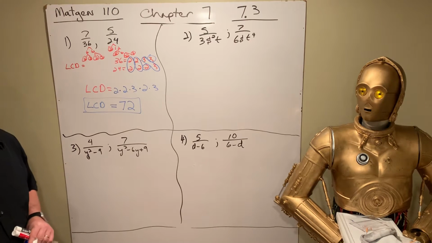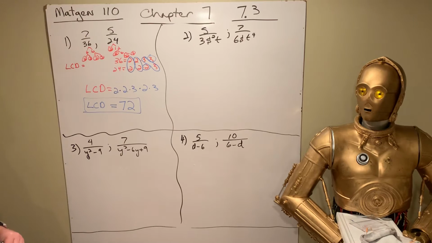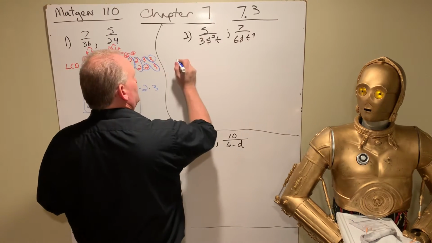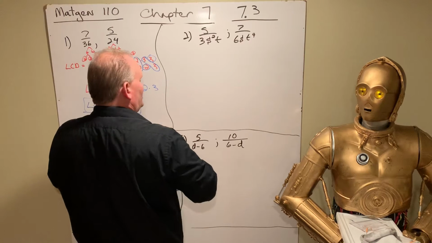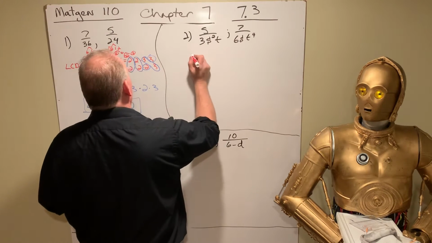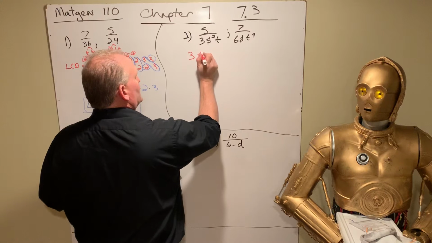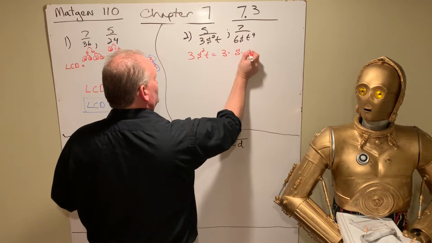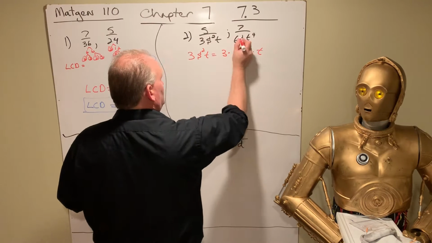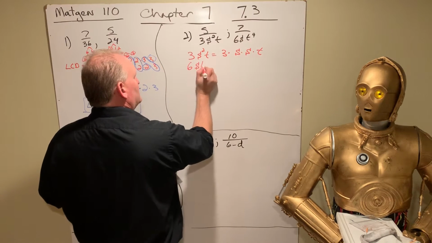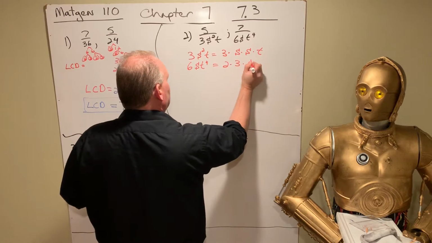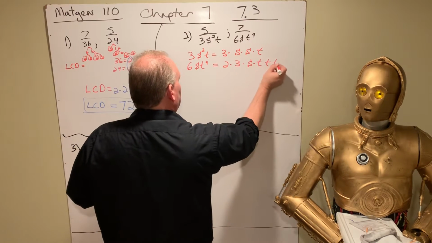So you've been doing this when you've been adding fractions in the past, common denominators. So what if they throw some variables into the mix? Well, it doesn't change that drastically here. We do the same process. So 3s squared t would break down into 3 times s times s times t. 6s t to the 4th would break down into 2 times 3 times s times t times t times t times t.